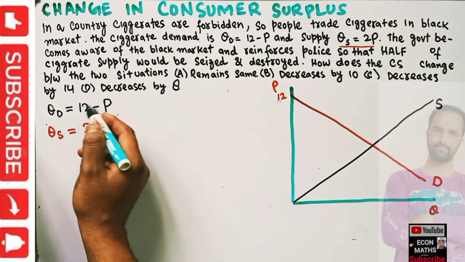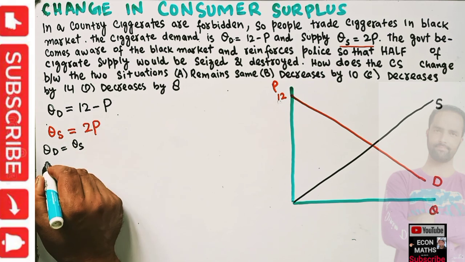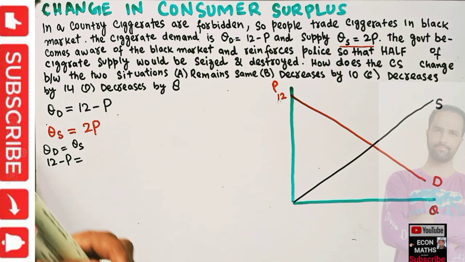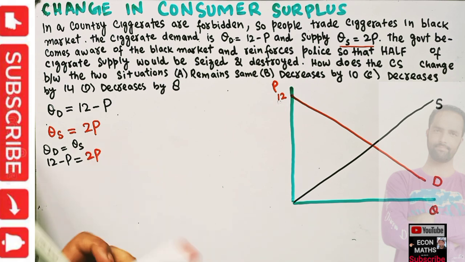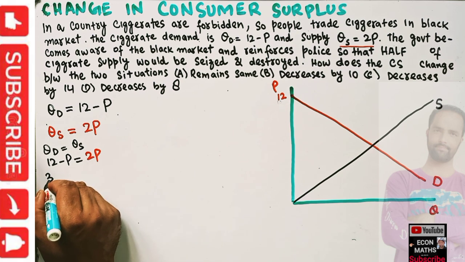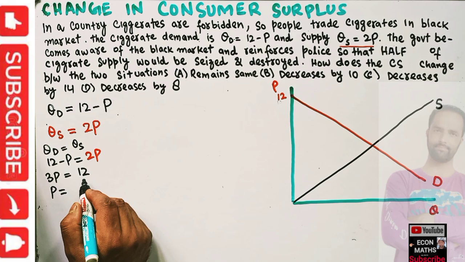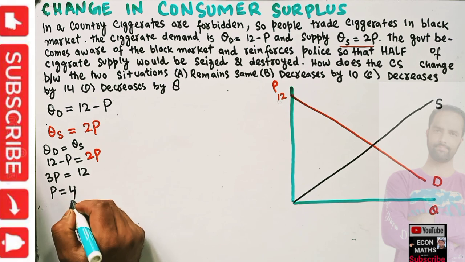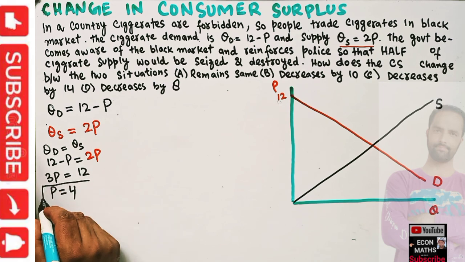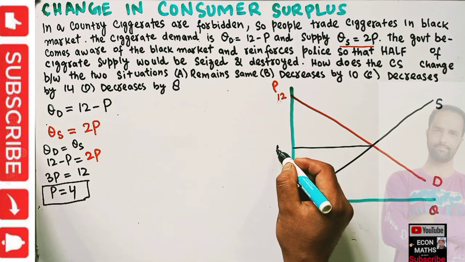At equilibrium, quantity demanded will be equal to quantity supplied, which implies 12 minus P should be equal to 2P. Now if I transpose this minus P here, it will become plus 2P. So 2P plus P is 3P, equal to 12. That means P will be equal to 12 upon 3, which is 4. 3 fours are 12. So our initial equilibrium price will be 4.